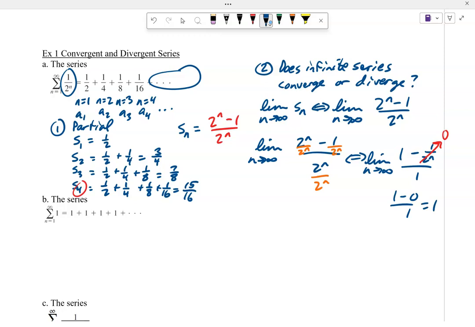Therefore, the series, if I add all these up, 1/2 plus 1/4 plus 1/8 plus 1/16 to infinity, the series converges, and its sum is 1.